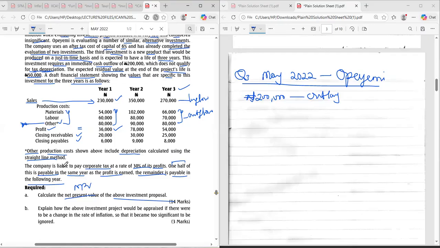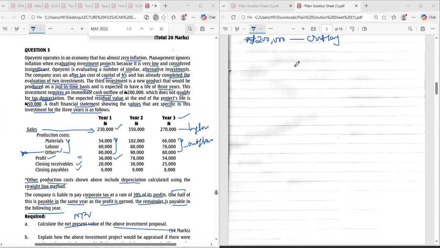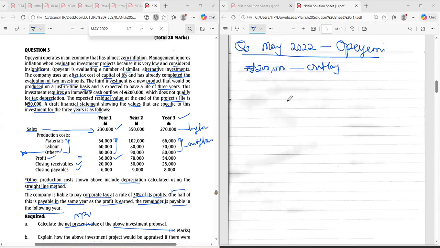So that is all about this question. So they say we'll calculate the NPV of the above investment proposal. Does that make sense? Now let's calculate our NPV on this project. How many years is this project?